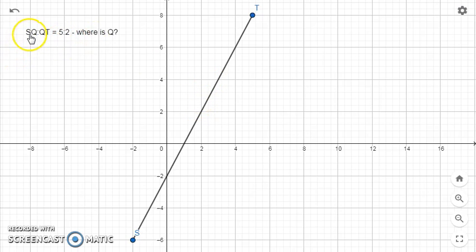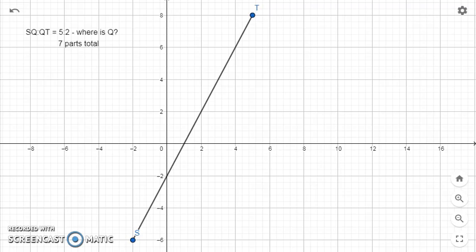So we can tell already SQ represents 5 parts, QT represents 2 parts. So Q is definitely going to go closer to where T is. 5 parts versus 2 parts means that we are going to have 7 parts total. So let's figure out, how do we break up this segment into 7 equal parts?